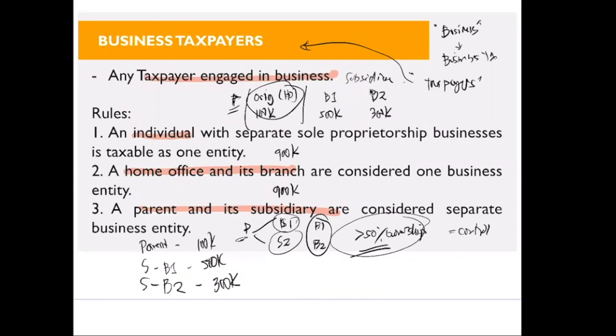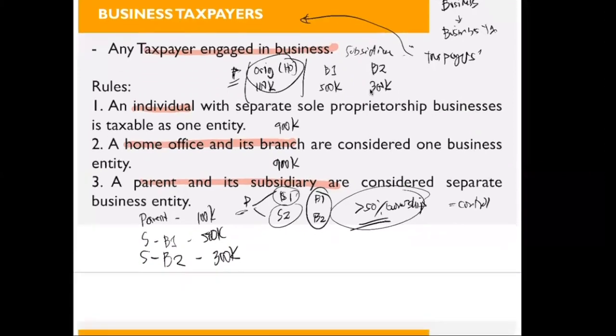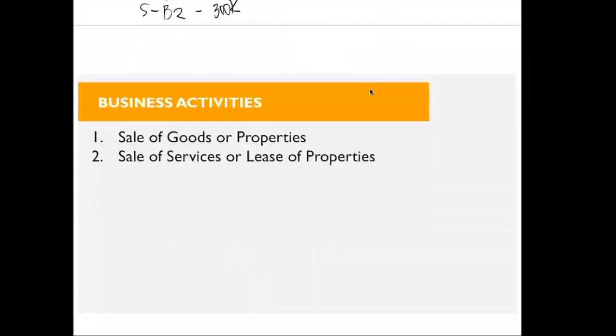So those are the rules in your business taxpayers in case we need to look as to our total gross sales or receipts. So individual and other sole proprietorship business, you add it up. Home office and branch, you add it up. Parent and subsidiary, you separate each. So for parent, 100,000. Subsidiary, business 1, 500,000. Subsidiary, business 2, 300,000 pesos. Okay? That is for your business taxpayers.